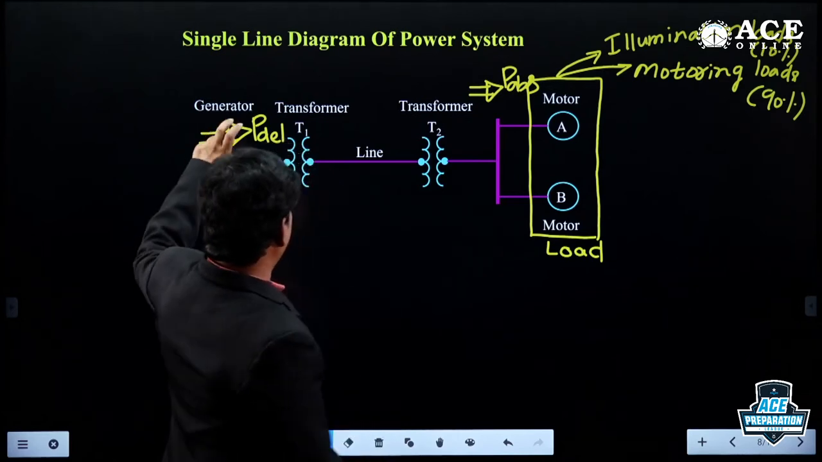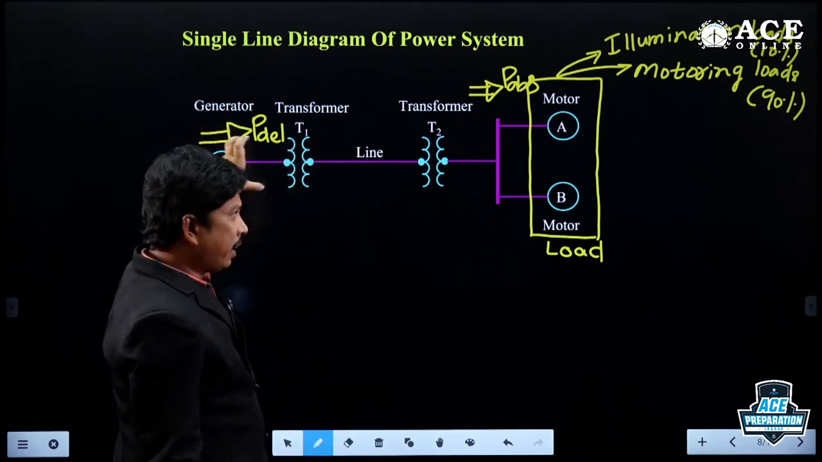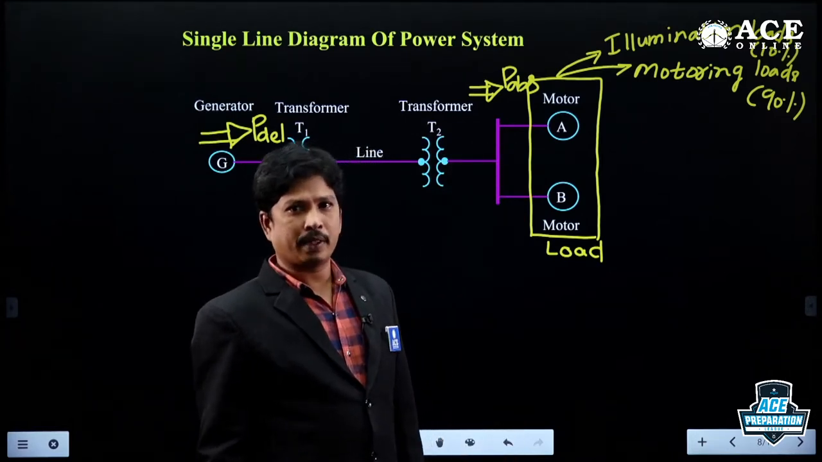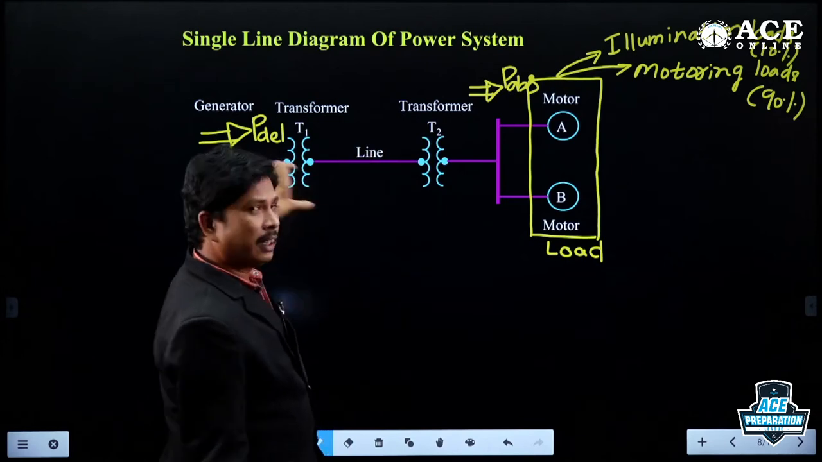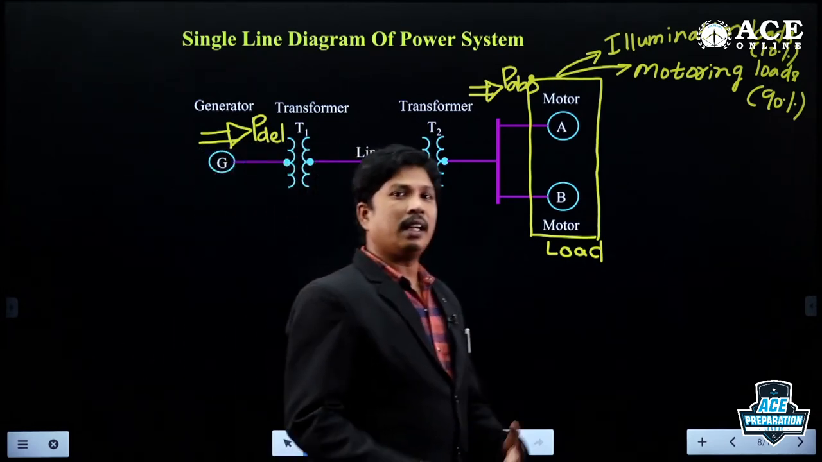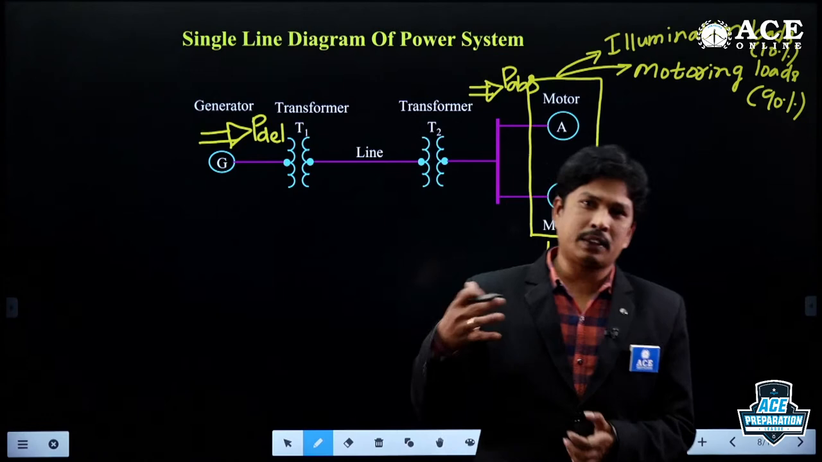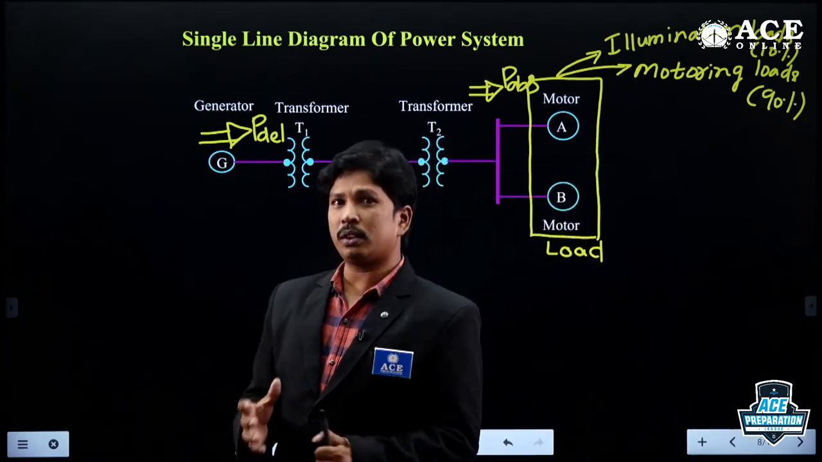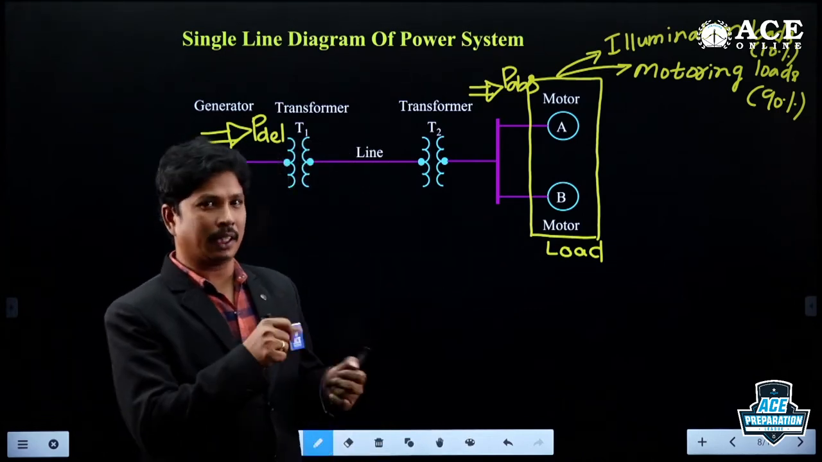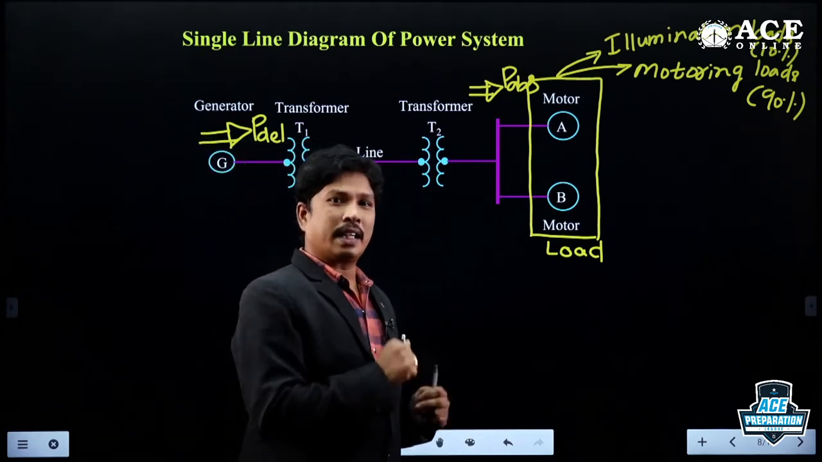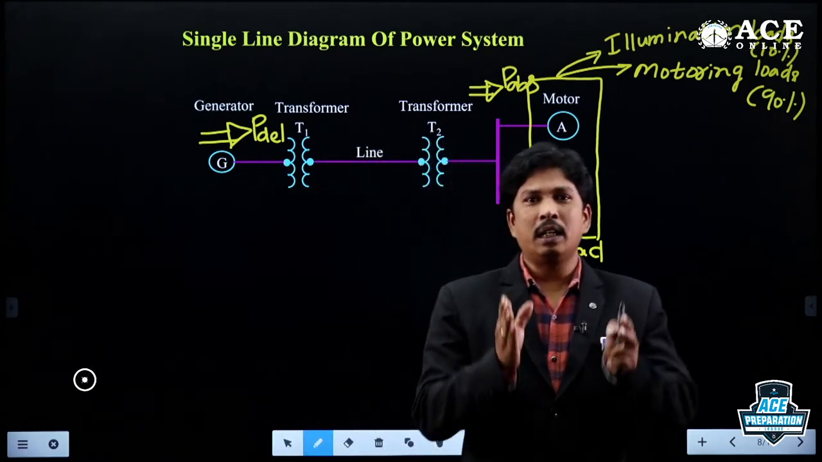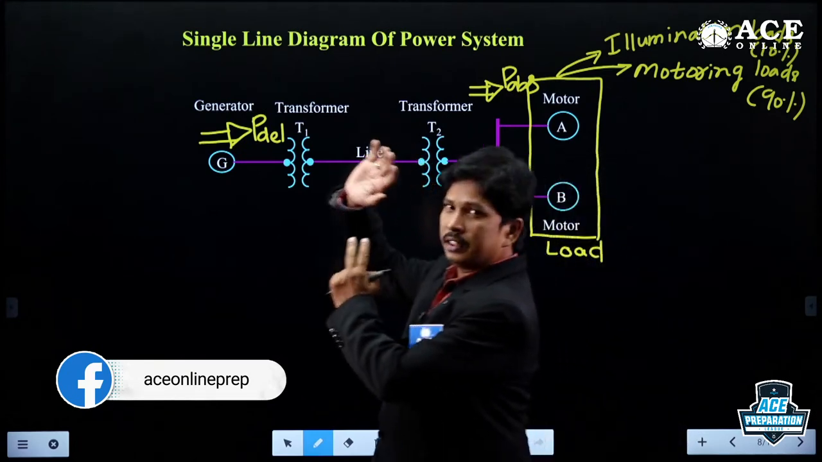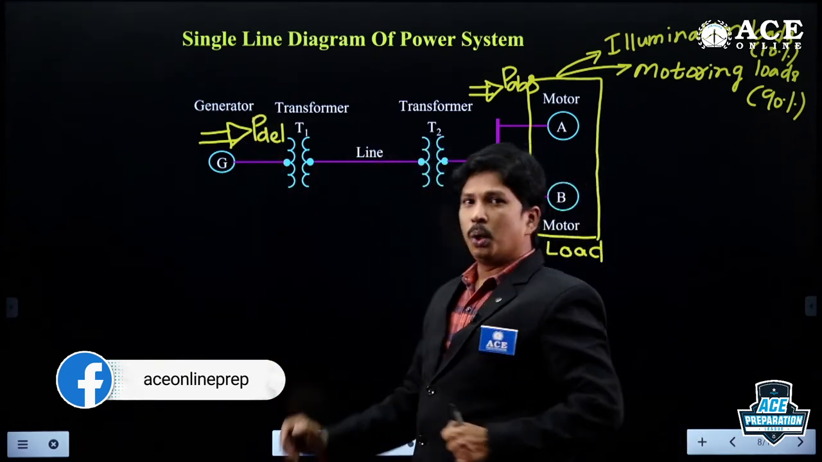Is it clear? The elements which are able to deliver are generators. The elements which are able to absorb the active power are the loads. And in between, these are the transferring elements. By satisfying their losses, the remaining power they will transfer. What are those? Transformer and transmission line. Those are only power transferring elements. So the major elements are generators and the loads.